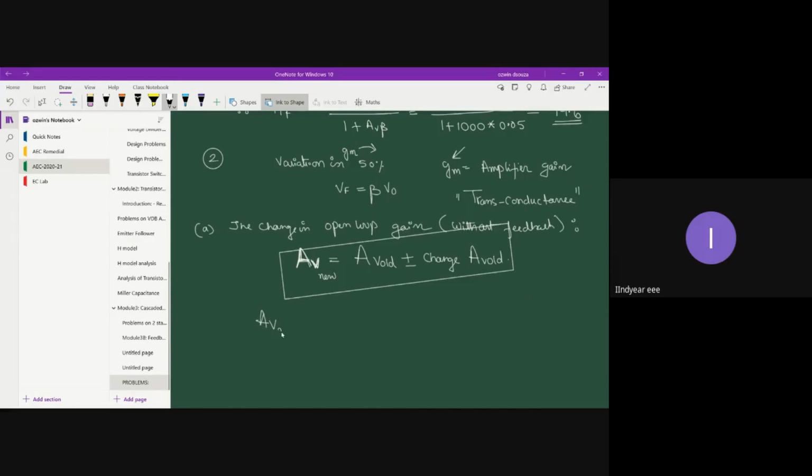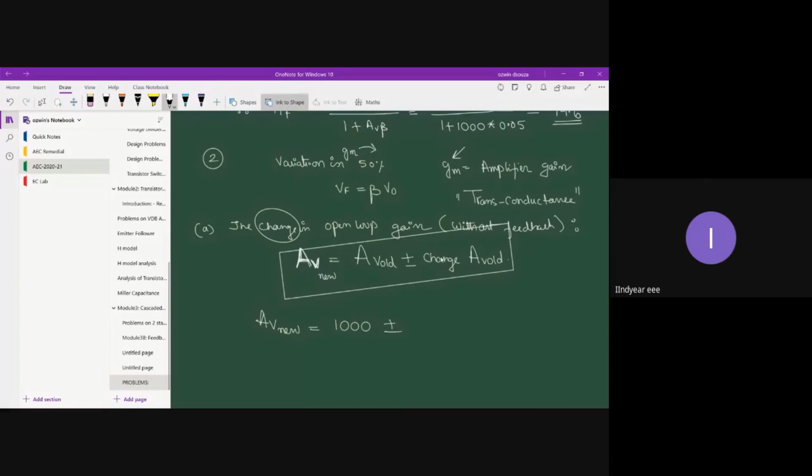Let's see how exactly we find out. So AV new is equal to AV old. What was your old voltage gain? Open loop voltage gain without feedback was 1000. So 1000 plus or minus. Okay, why plus or minus? It is mentioned that change. So change means it can be an incremental change or decremental change. So that's the reason you have to incorporate both plus as well as minus term here.